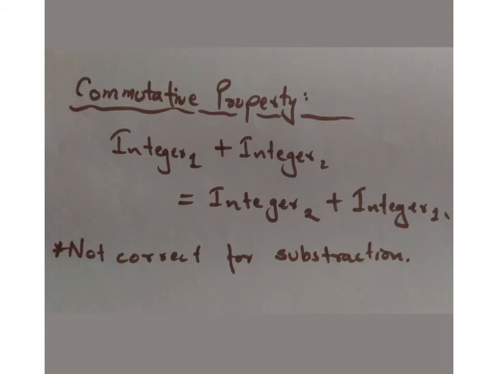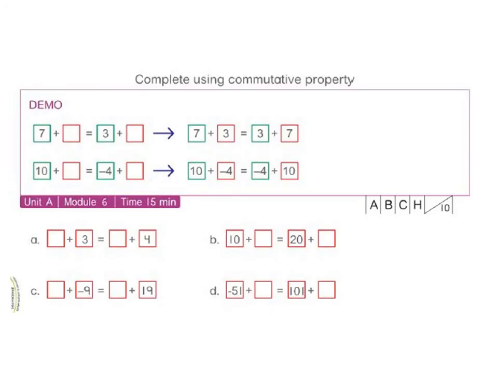Now, here is a question to you. Can you find any mistake in this current slide? With that thought, let us move on to the next slide. So complete using commutative property. The demo is given: 7 plus blank equal to 3 plus 7, which will give us 7 plus 3 equal to 3 plus 7. Again in the next example, 10 plus dash equal to minus 4 plus dash, which gives us 10 plus minus 4 equal to minus 4 plus 10.